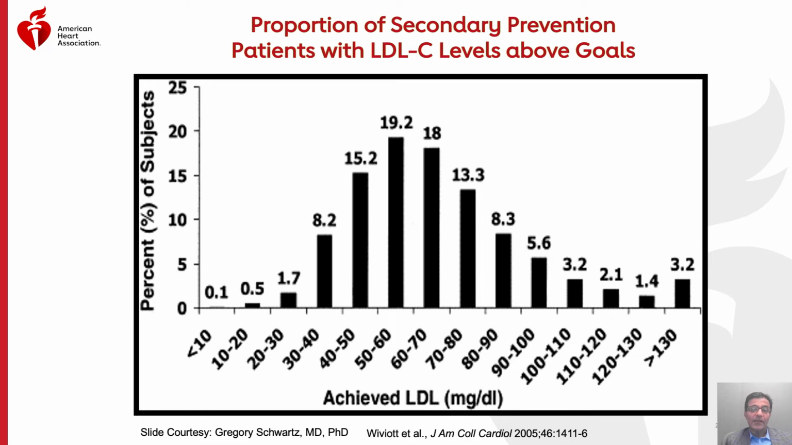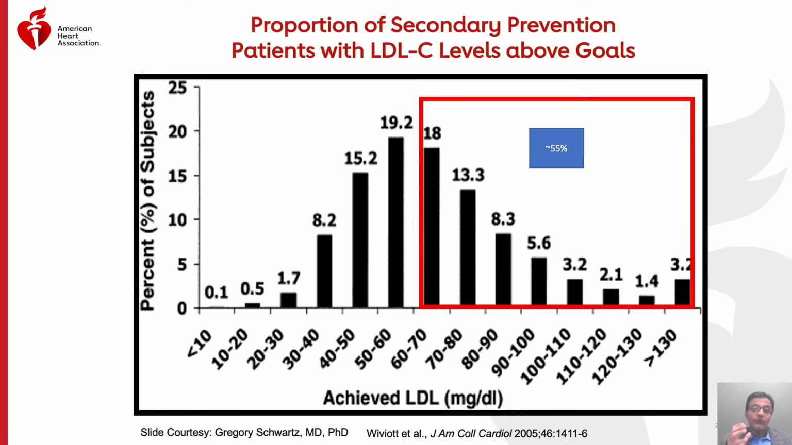These are data from the PROVE IT trial, which was done in the early 2000s, where everybody either received moderate intensity statin therapy with pravastatin, or they received atorvastatin 80 milligrams, high intensity statin therapy. If you only look at patients who received atorvastatin 80 milligrams in this randomized clinical trial, and look at the proportion on high intensity statin therapy whose LDL cholesterol levels are above 70, you're looking at 55% of the patients in a randomized clinical trial, right? In routine clinical practice, this may be much higher.